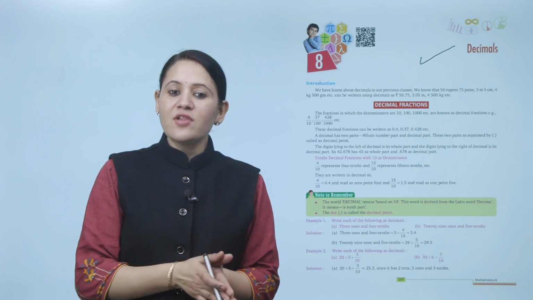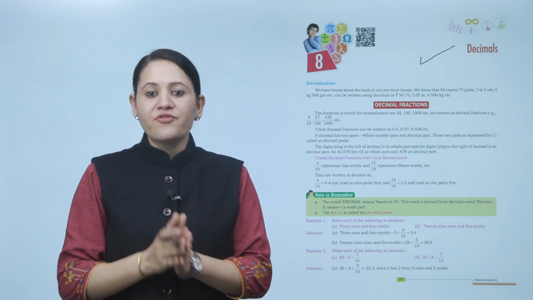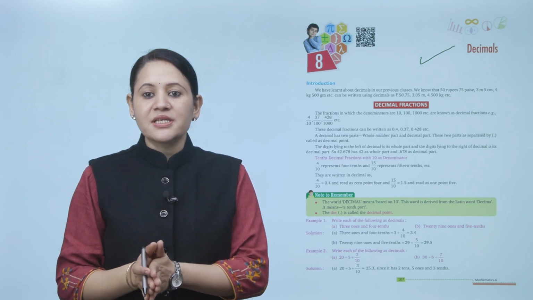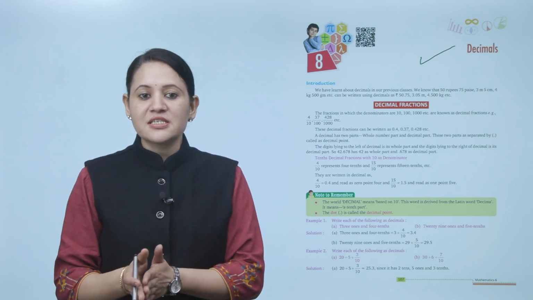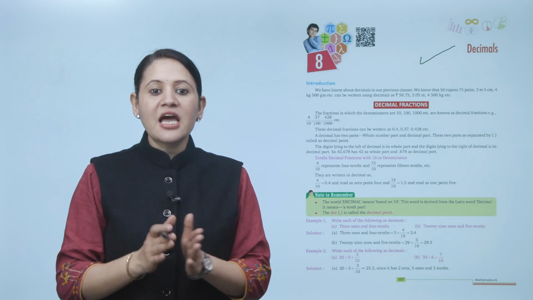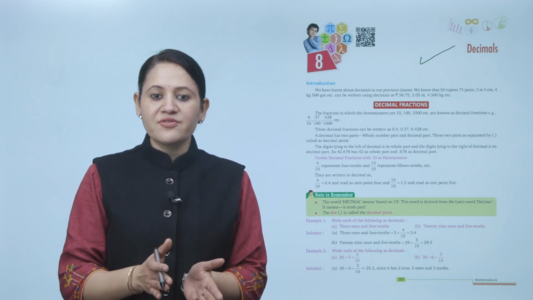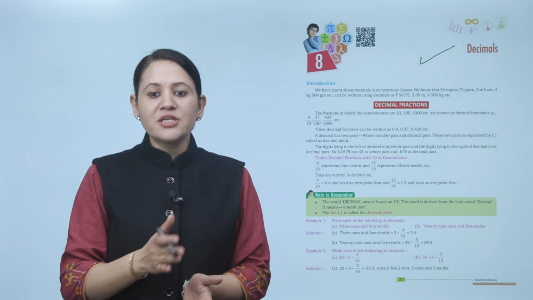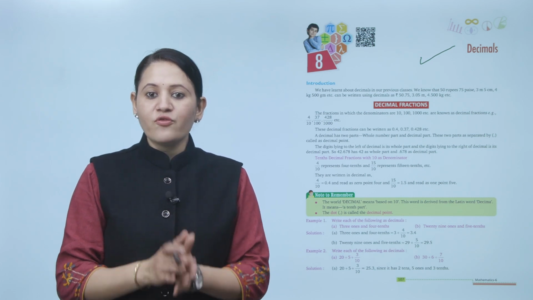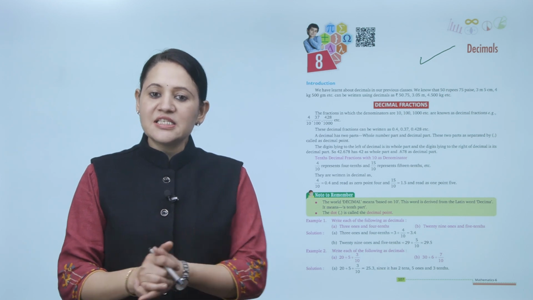Introduction. We have learned about decimals in our previous classes. We know that 50 rupees 75 paisa, 3 meter 5 centimeter, 4 kg 500 gram, etc. can be written using decimals as rupees 50.75, 3.05 and 4.500 kg, etc. Next is decimal fractions.